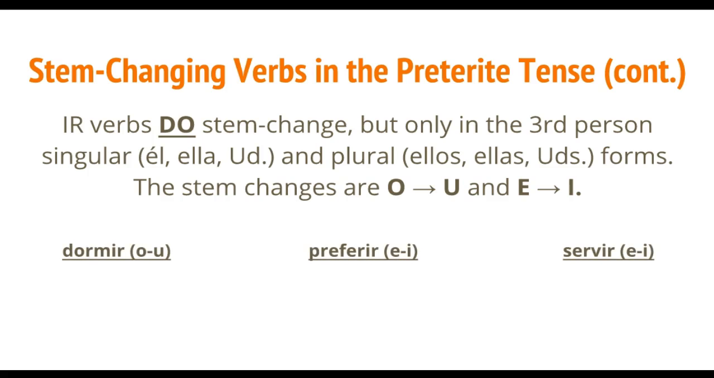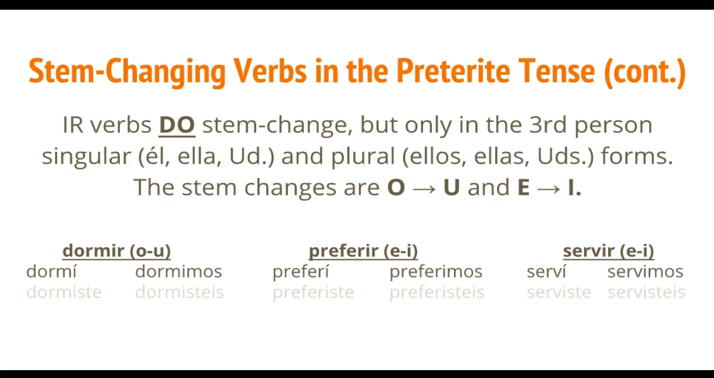Okay, the verb dormir, you're used to seeing that as an O to UE verb in the present tense. Preferir, you're used to seeing as an E to IE verb in the present tense. And then servir, you're used to that one being E to I. So that one's not going to be too different for you. If you look at the first person forms, so that would be the yo and nosotros forms, you'll notice there's no stem change. They just follow the regular IR verb pattern in the preterite tense.